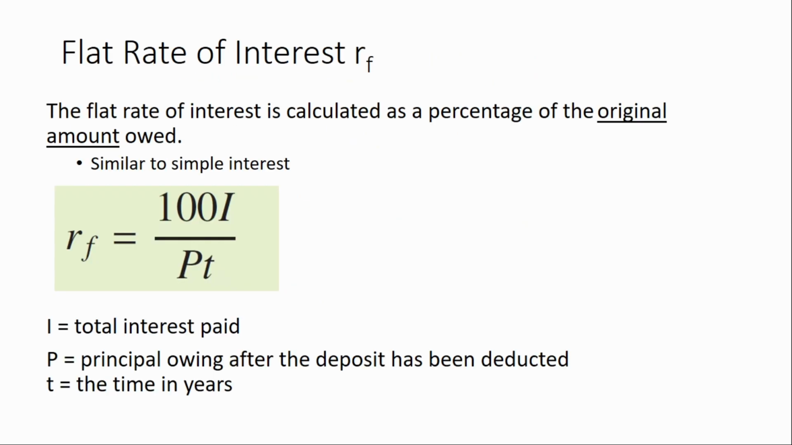The flat rate of interest, written like this, R with a small f, is calculated as a percentage of the original amount owed. The concept behind this is very similar to simple interest, and it is found using this formula. So make sure you have written that formula down. On the left, that's the flat rate of interest, what we're looking for, equals 100 times I, which is the total interest paid, divided by P, the principal, times T, time in years. Alright, let's have a go at using this formula now.